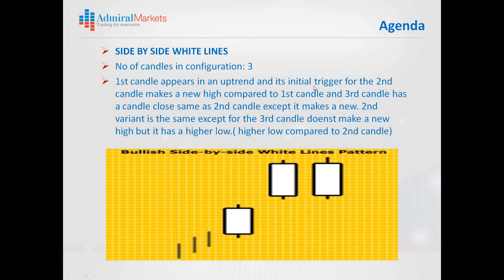The next slide is side-by-side white lines. We have three candles in the configuration. The first candle appears in an uptrend, and the second candle makes a new high compared to the first candle. And the third candle has a close the same as the second candle, except it makes a new high. The second variant is the same, except the third candle doesn't make a new high, but it has a higher low. This will be easier to spot on a real time chart. Now we will show you bullish side by side.